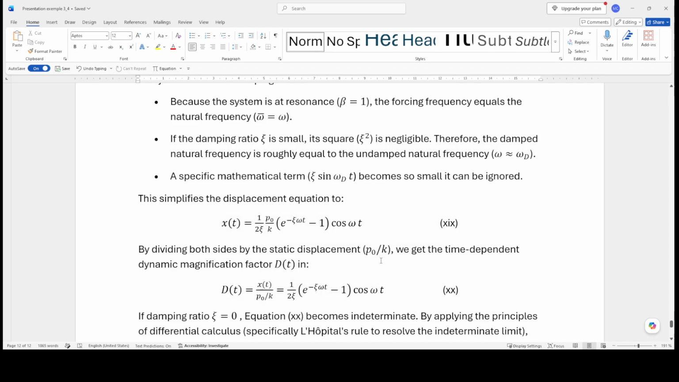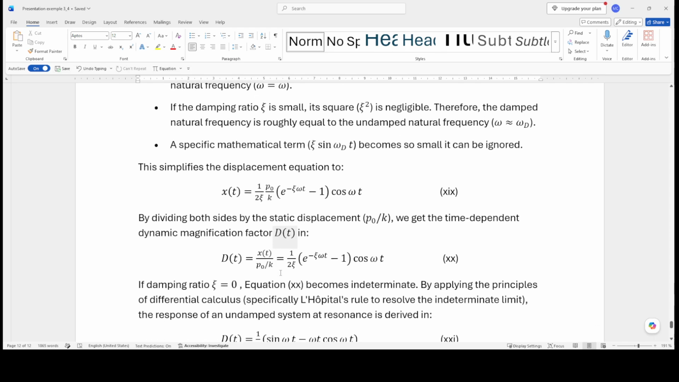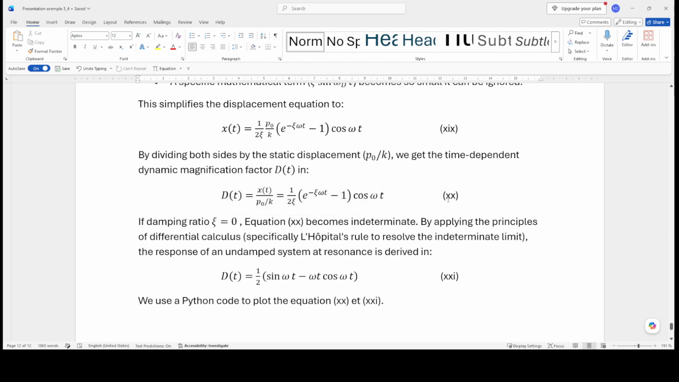Dividing by the static displacement P0 over K, we can obtain the dynamic magnification factor D(t) as a function of time, and this gives equation 20. If the damping ratio xi equals 0, this equation becomes indeterminate. Applying differential calculus, using L'Hopital's rule, we can resolve this indeterminate limit and obtain equation 21.